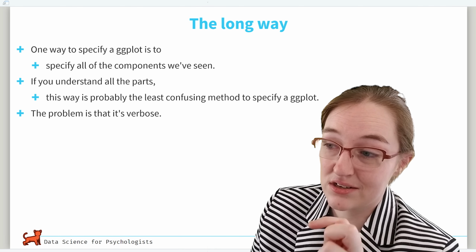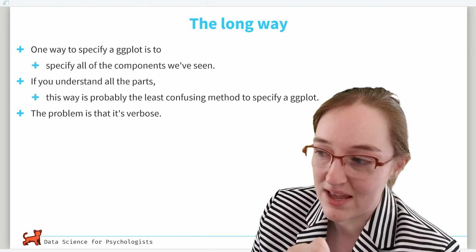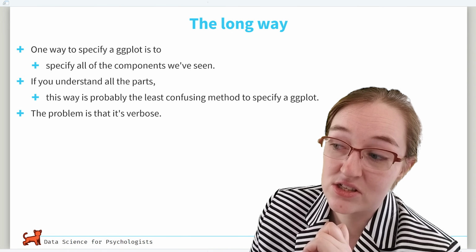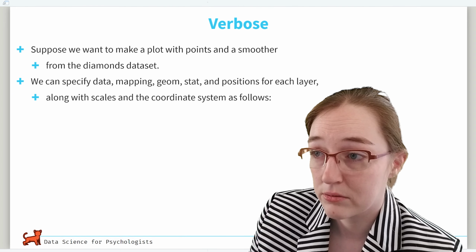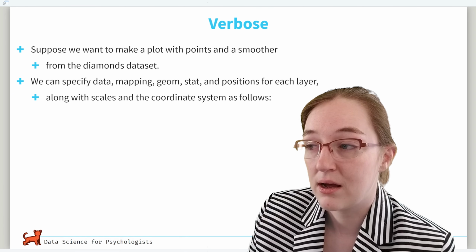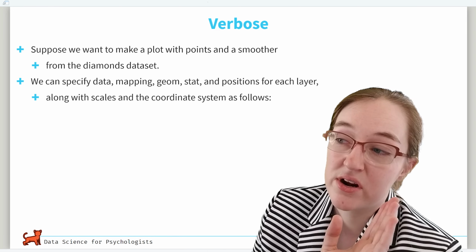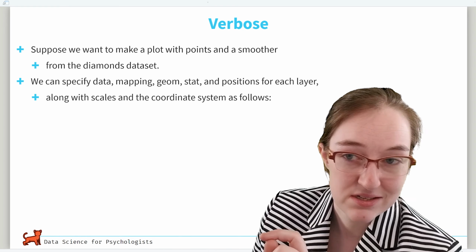If you can understand all the pieces, this method is probably the least confusing method to specify a ggplot. However, it is super wordy. It is super verbose. Let me show you. Suppose we want to make a plot with points and some kind of smoother using the diamonds data.